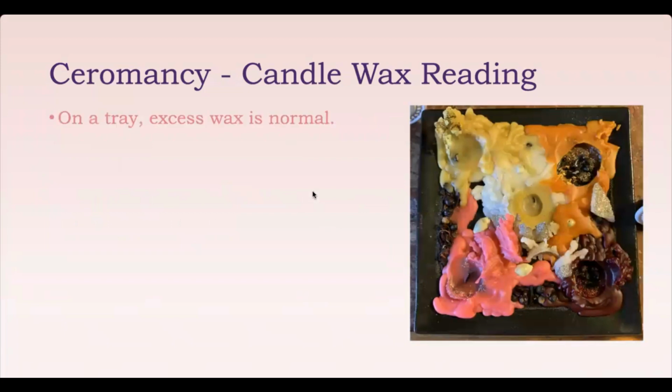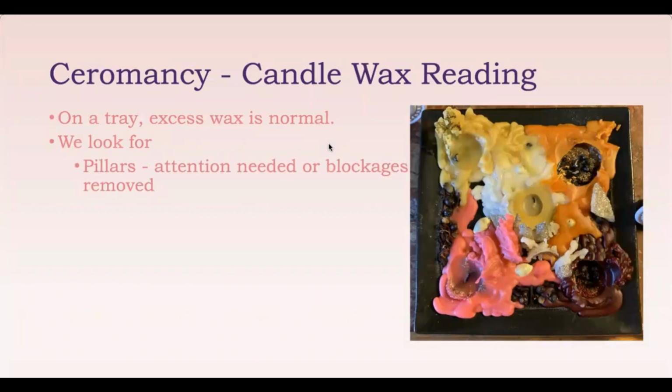On a freestanding candle, on a tray, excess wax is really normal. This is a really normal burn right here. So what we look for when we do candle wax reading are pillars. Pillars are areas that need our attention or where blockages need to be removed. Pillars are wax strips that still are standing straight up, like this one here. It's hard to see because we're looking from above.